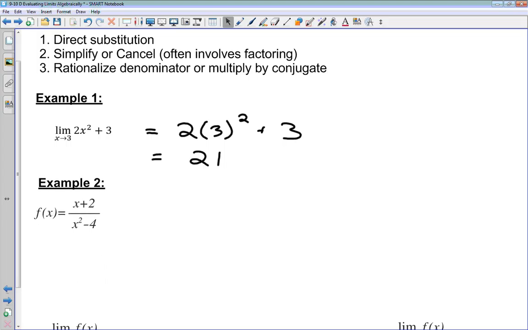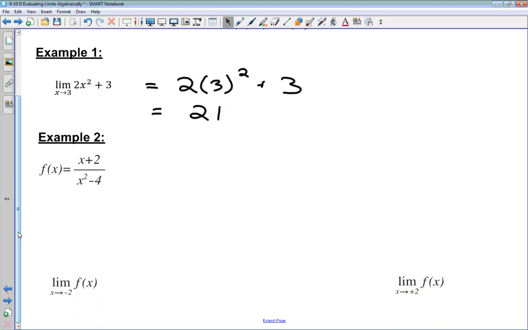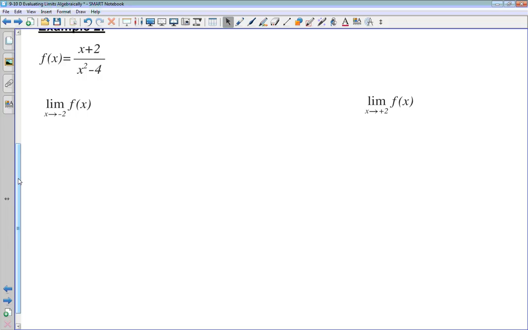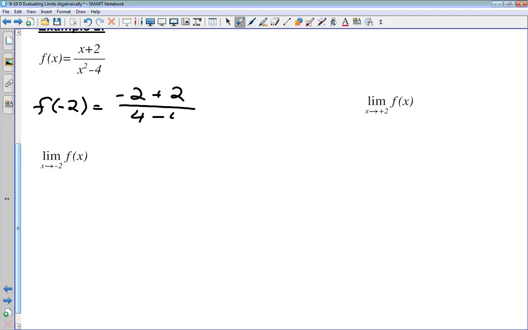Slide this up a little bit here. We've got a function here, x plus 2 divided by x squared minus 4. We've seen this function before in the last lesson. We want to evaluate two limits here. The limit as x goes to negative 2 of our function, and then we're going to evaluate the limit as x goes to positive 2 of that same function. So first thing we might try is just subbing in x equals negative 2. So if we do that, let's just do f at negative 2 here. We would get negative 2 plus 2 divided by, let's see, negative 2 squared would be 4 minus 4. And that gives us 0 divided by 0.